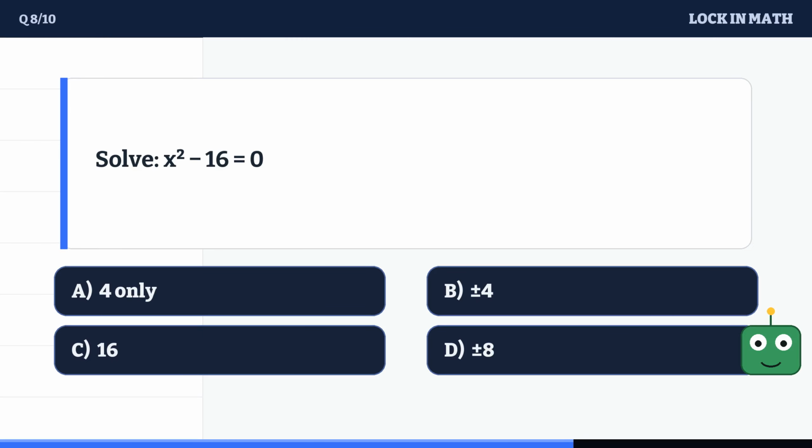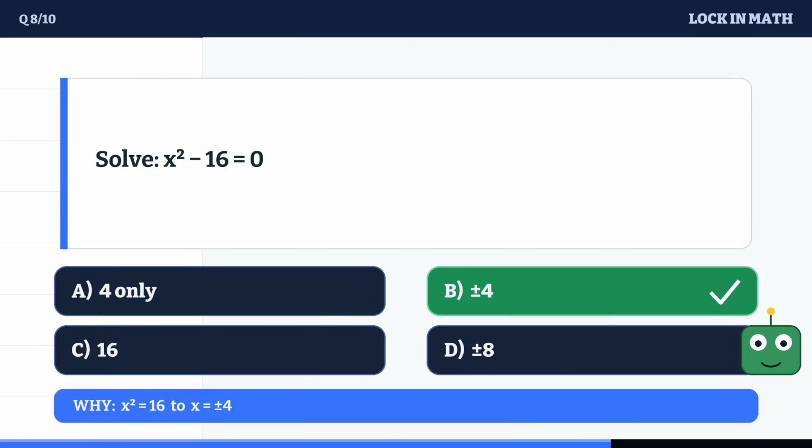Solve. x squared minus 16 equals 0. Plus or minus 4. Add 16. x squared equals 16, and the square root gives two answers, positive and negative 4. Writing just 4 forgets the negative root, and that's the whole trap.